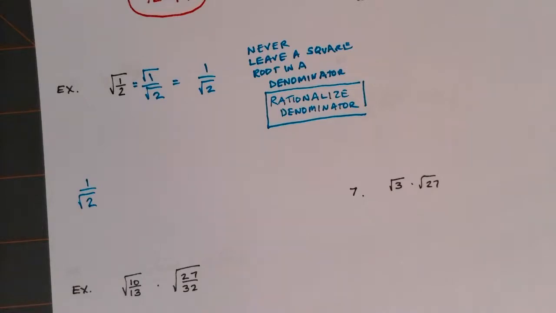I can't just leave it like this, okay? So it's okay to have a square root in my numerator. It's just not cool to have a square root in my denominator.